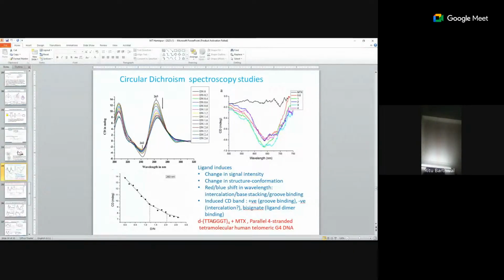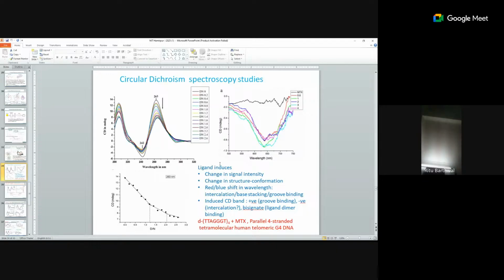But the rules in quadruplex DNA have not been calculated very well. Theory is not so well defined. This is a case which I am telling you. This is mitoxantrone binding to human telomeric DNA, and we got a negative peak. But actually, we did not have intercalation. We had slight base stacking, which means my ligand was stacking a little bit with G bases.